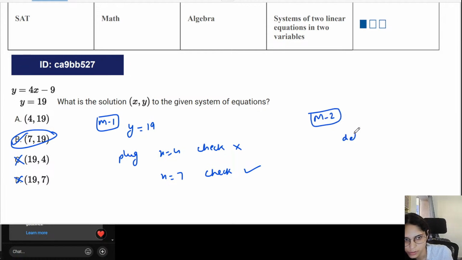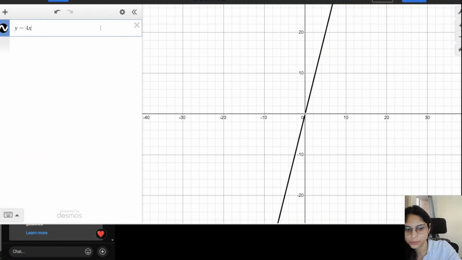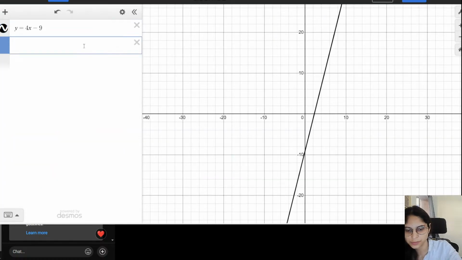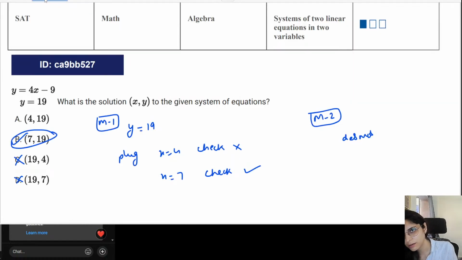Method 2, Desmos. Y is equal to 4x minus 9. Y is equal to 19. We have 7 comma 19. Ta-da! Sixteen minus 9 cannot be equal to 19, so this is the only option remaining.